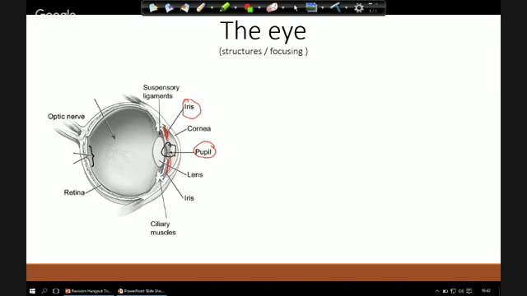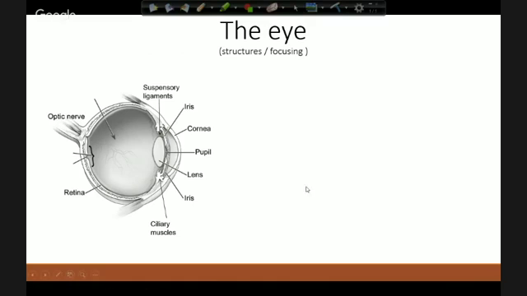Now the iris makes the pupil smaller in bright light to prevent damage to the retina. So the retina is all the way around the back of the eye, and that is what has the photosensitive cells on it, your rods and cones. So there is your retina at the back there. Of course, there's your blind spot where the optic nerve is. Okay, so the iris prevents damage in bright light to the retina by closing the pupil to reduce the amount of light that comes in, and relaxes to open the pupil to let more light in dim light.